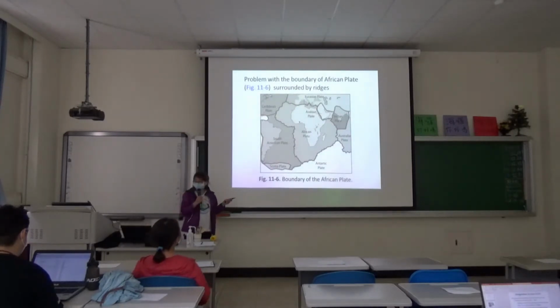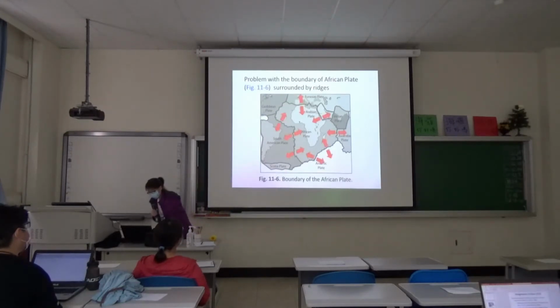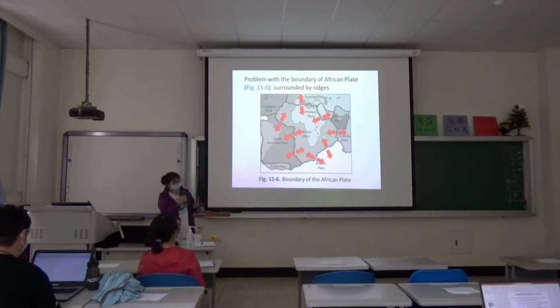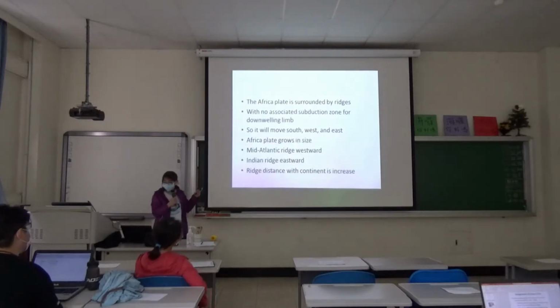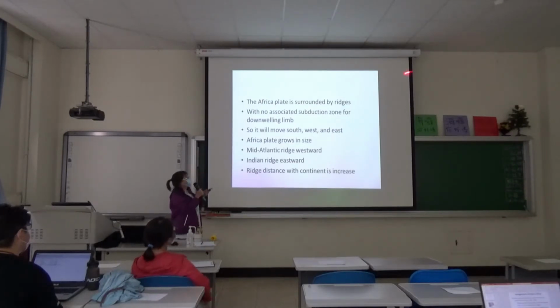So the first one is, what is the problem with the boundary of the African plate surrounded by the ridges? This is the African plate and the ridge surrounding. The African plate is not associated with subduction, so the ridge beside it is all spreading, and so it will move south, west, and east. And the plate still grows in size, so it's expanding.